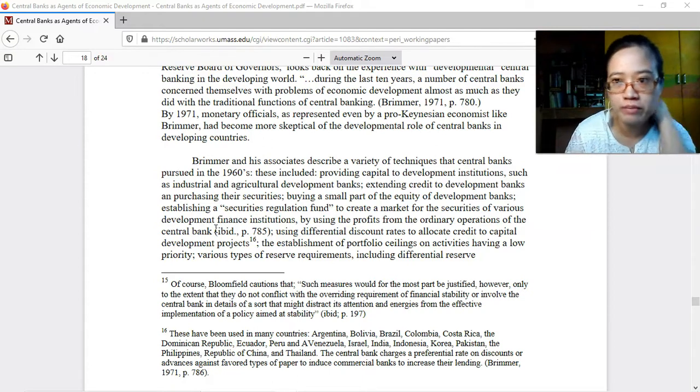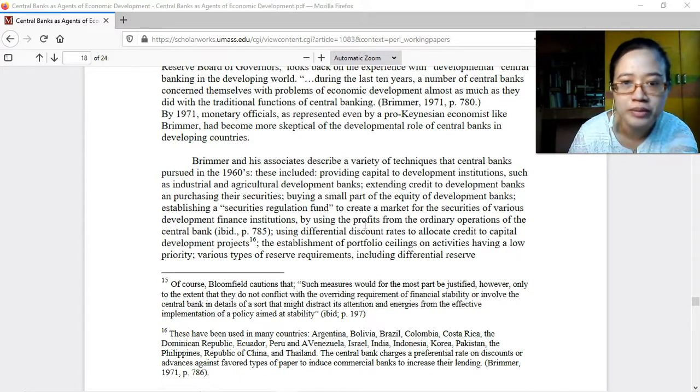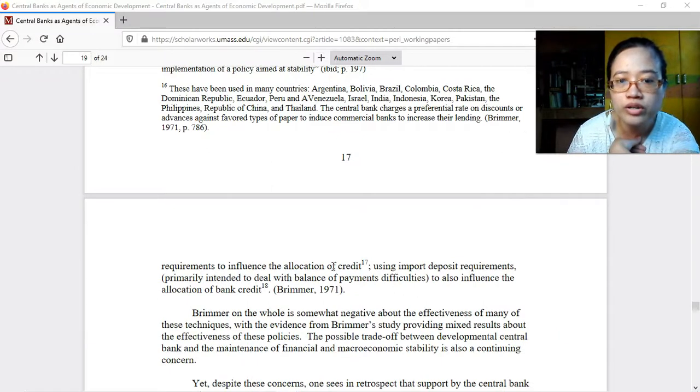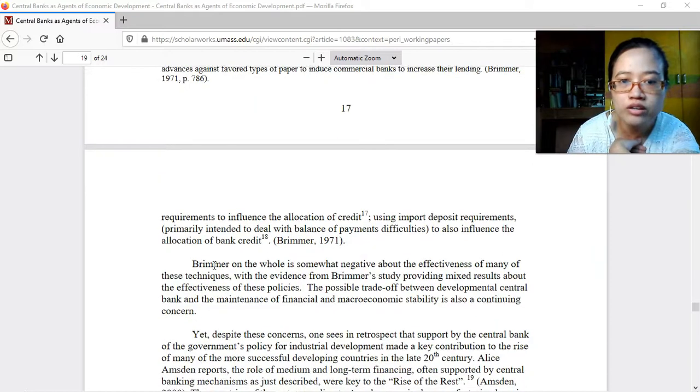Here in the Philippines, of course, we have DBP, which is already a government-owned and controlled corporation. So, kumbaga, the government would be able to direct their operations because they are owned by the government. By using the profits from the ordinary operations of the central bank, using differential discount rates to allocate credit to capital development projects, the establishment of portfolio ceilings on activities having a low priority, various types of reserve requirements, including differential reserve requirements to influence the allocation of credit, using import deposit requirements, primarily intended to deal with balance of payments difficulties, to also influence the allocation of bank credit.